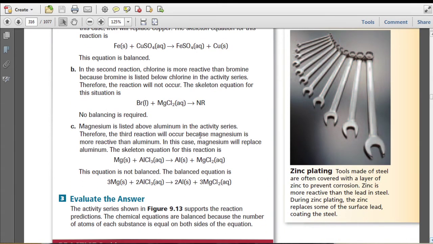Now if we were to look at this one, here we have magnesium is more active than the aluminum, so that magnesium would displace the aluminum and give us magnesium chloride as well as aluminum metal. Now we just got to go back and balance it, and to go ahead and balance this, refer to 9.1, we would get a 3:2:3 ratio.